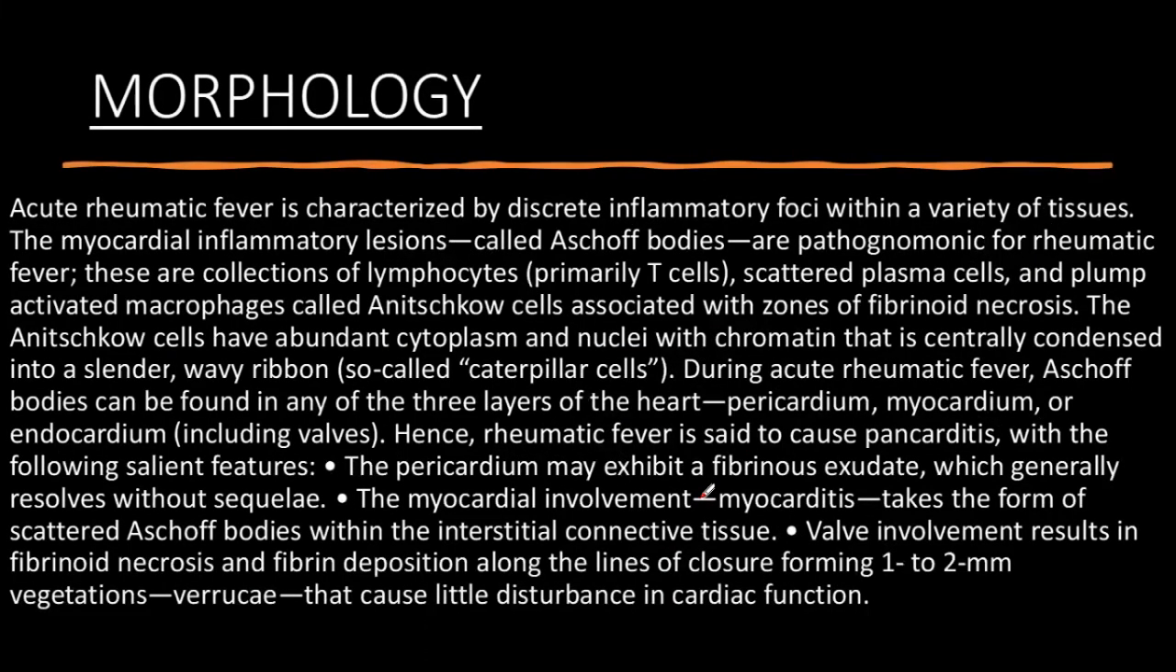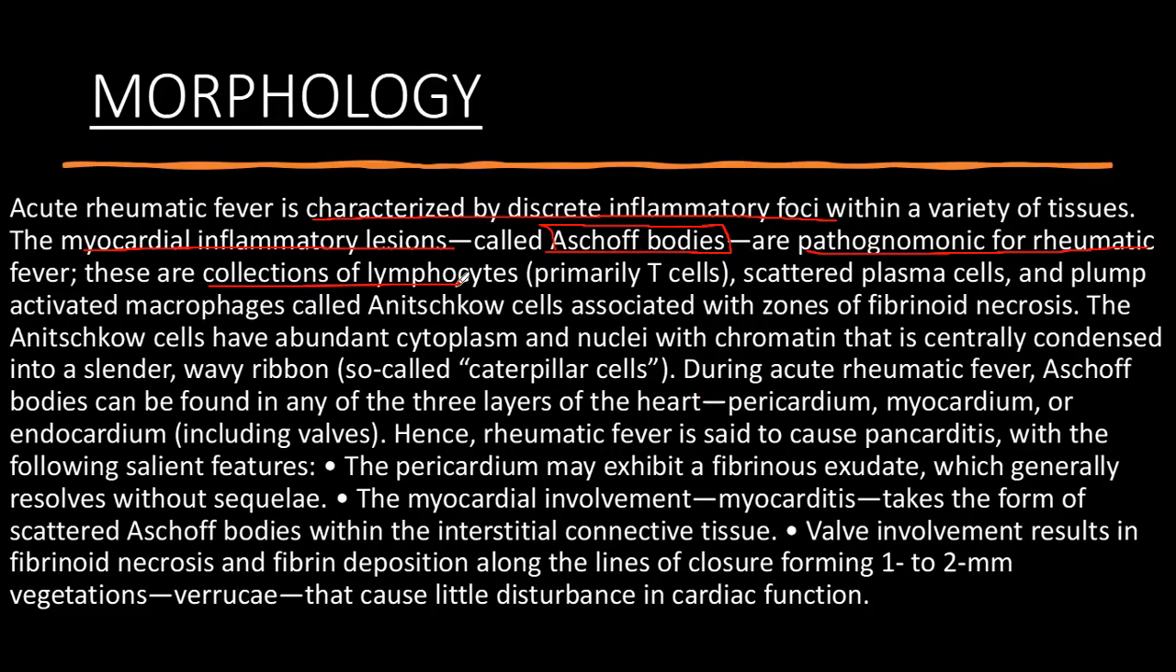The cardiac manifestation of acute rheumatic fever is rheumatic heart disease. Now, morphology. Acute rheumatic fever, or let's call it RF, is characterized by discrete inflammatory foci within a variety of tissues. The myocardial inflammatory lesions are known as Aschoff bodies, okay? And these are pathognomonic of rheumatic fever.